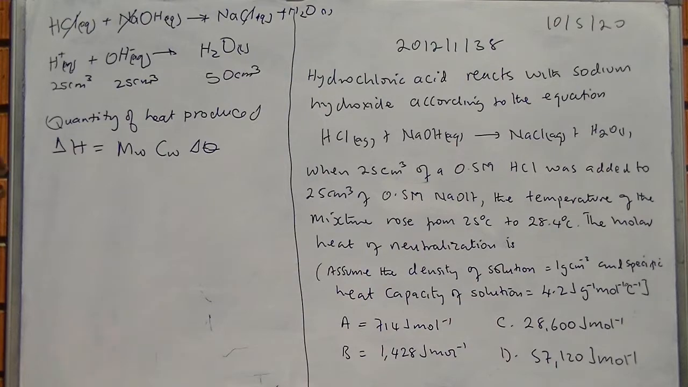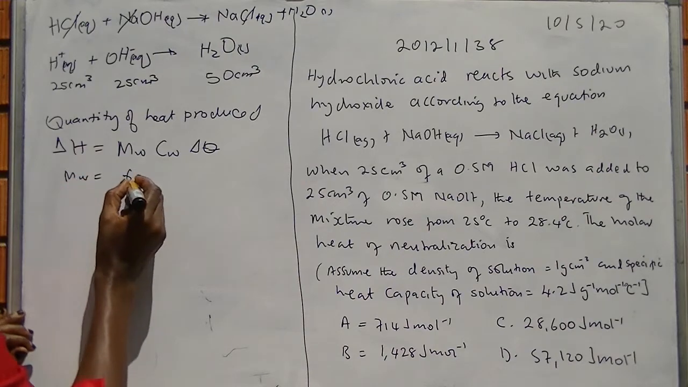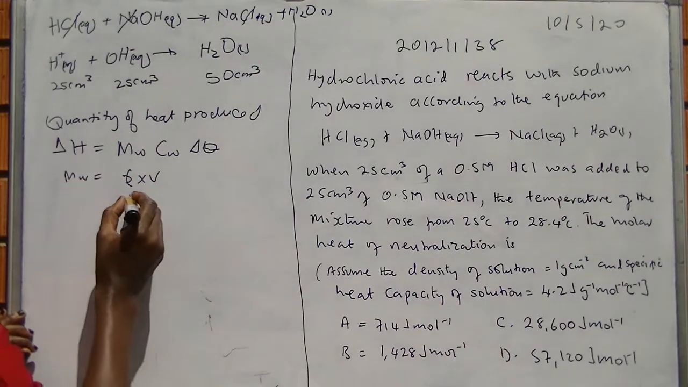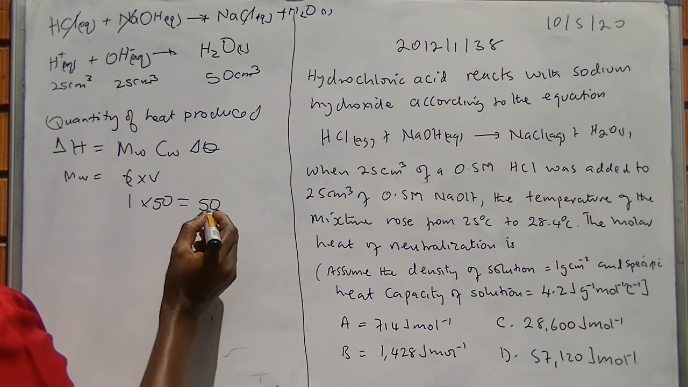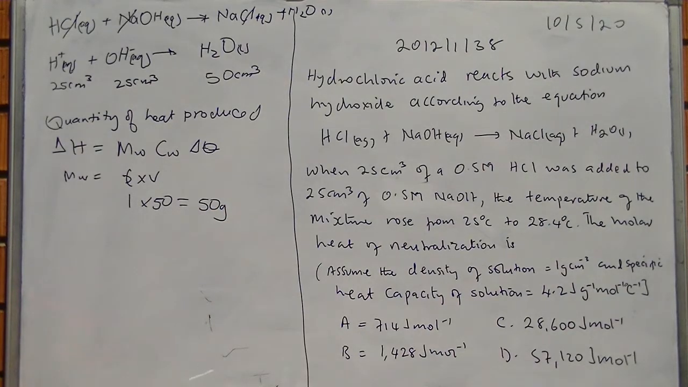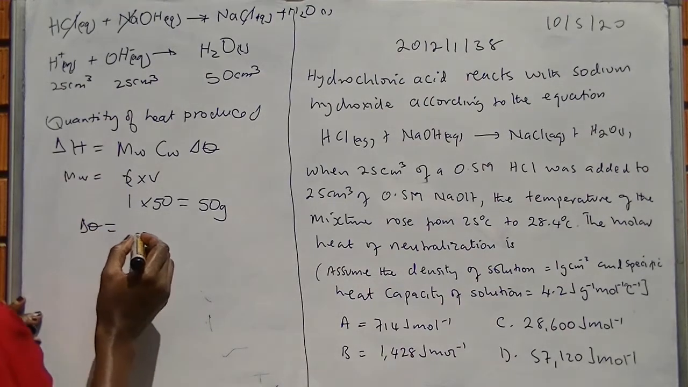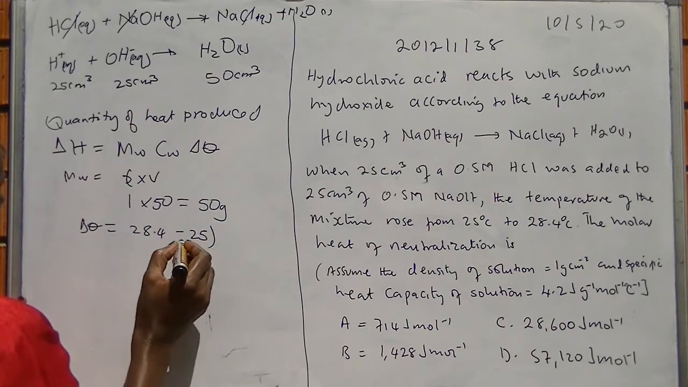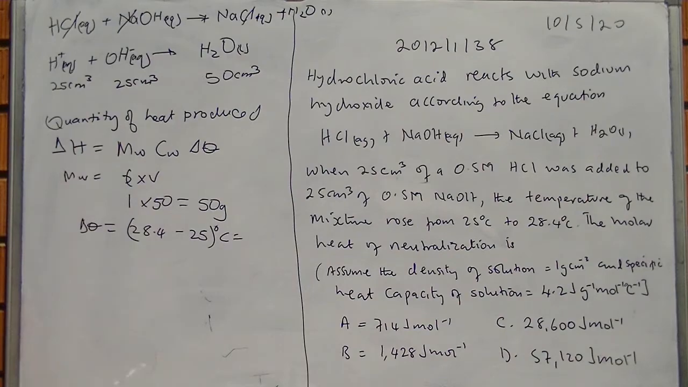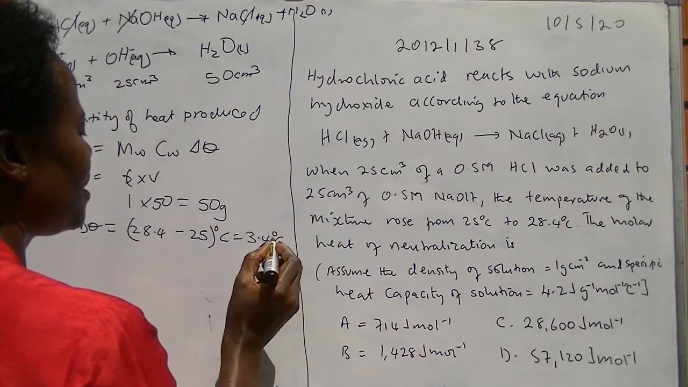Are we given the mass of the solution? No, but we are given the density. So mass of the solution will be equal to density times volume. The density is 1 gram and the volume we have gotten as 50. So mass of solution will be 50 grams. We are given the specific heat capacity of the solution. We can now get the temperature change. Temperature change is equal to the final temperature, which is 28.4, minus the initial temperature. And the answer is 3.4 degrees Celsius.